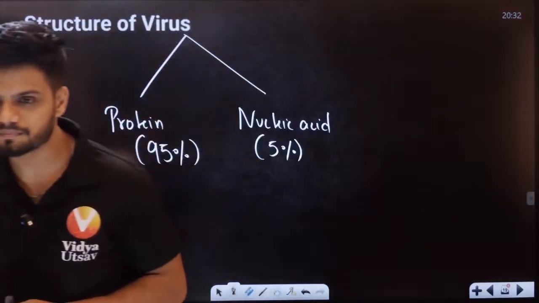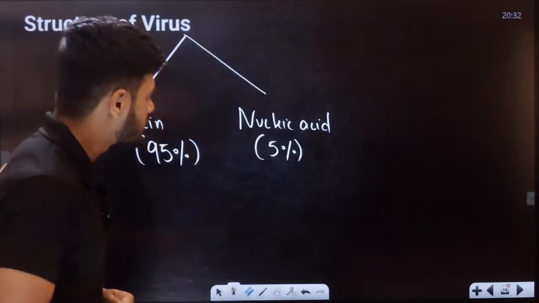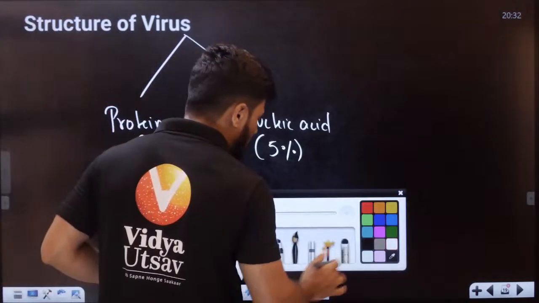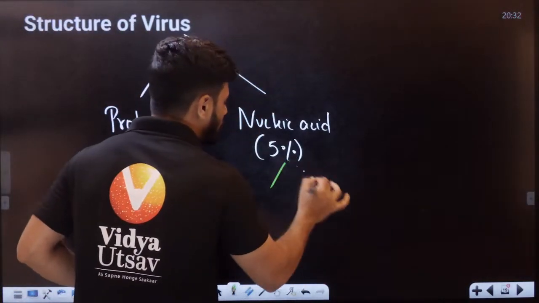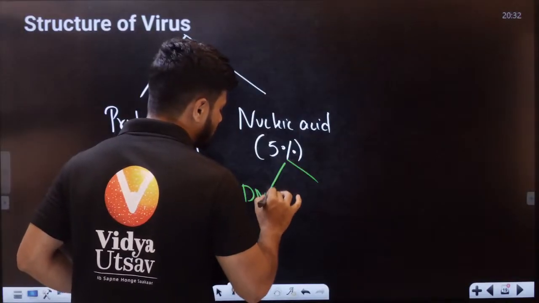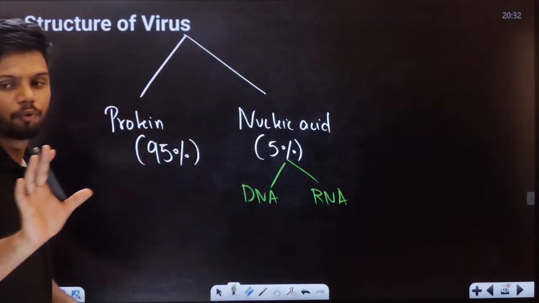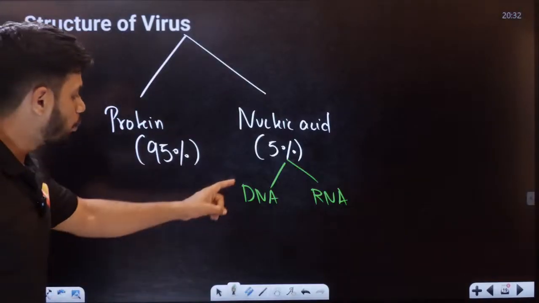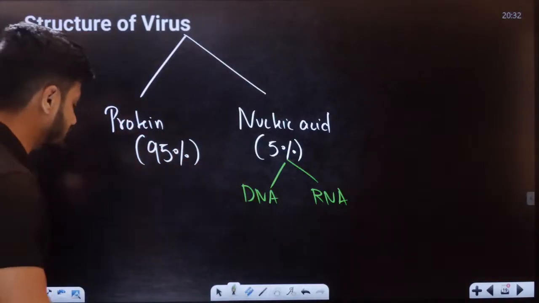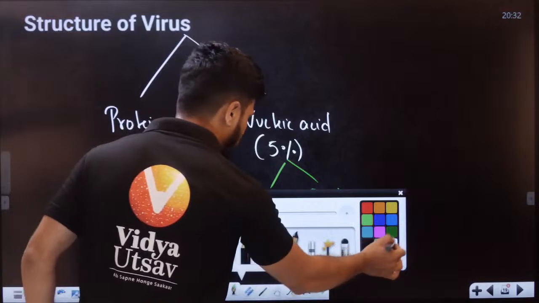Okay, students. Now, nucleic acid can be of two types. All of you should know it can be DNA or it can be RNA. Both are not possible, students. Any one of them can be present. DNA or RNA.